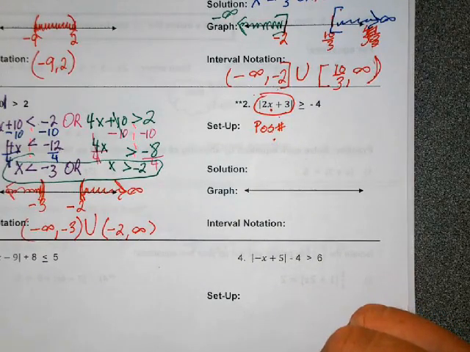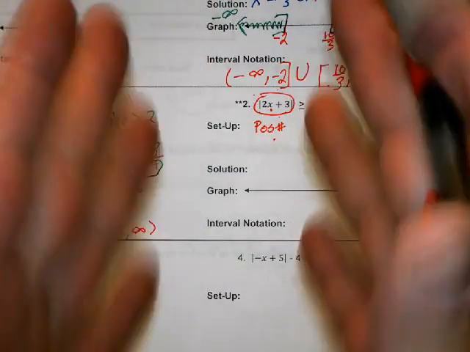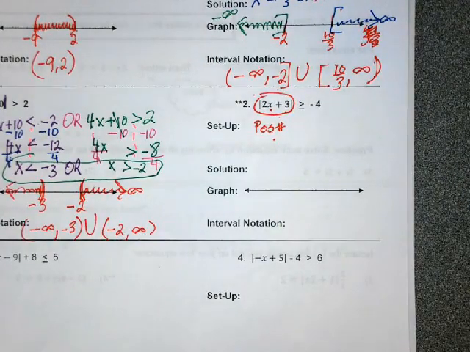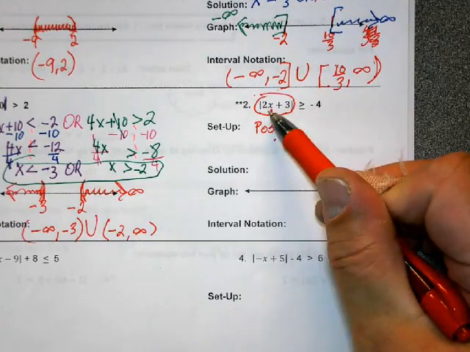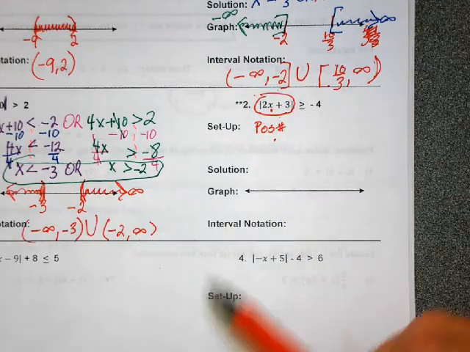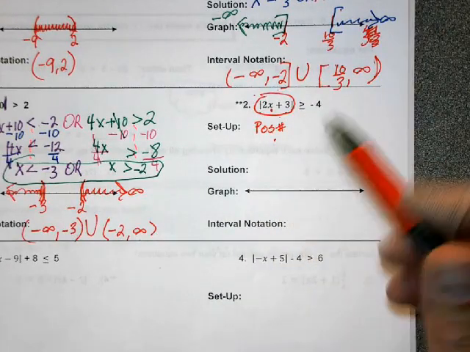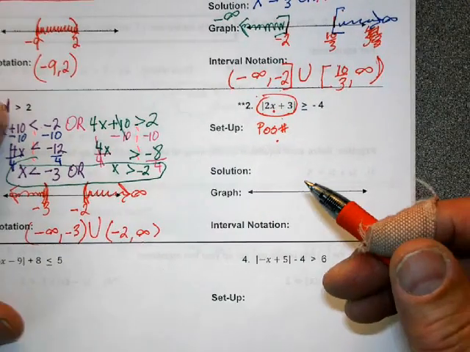No matter what value for x I have, negative or positive, when I multiply by 2 and add 3, it has to be switched over to a positive. It will always be a positive number, so it's always going to be higher than negative 4. Got it? I get what you're saying.